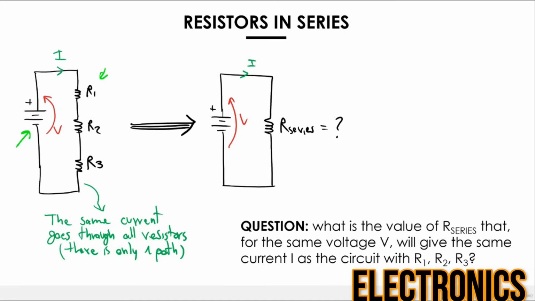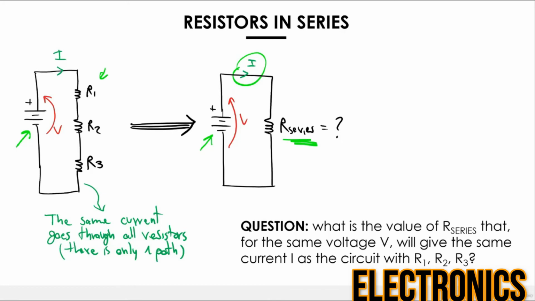In the middle of the screen, we have another circuit where we replace the 3 resistors with an equivalent series resistor. So what we're trying to do here is simplify the circuit, and find what is the value of R series that, for the same voltage V, so the exact same battery applied to the R series resistor, will give us the same current as the series of R1, R2, R3.